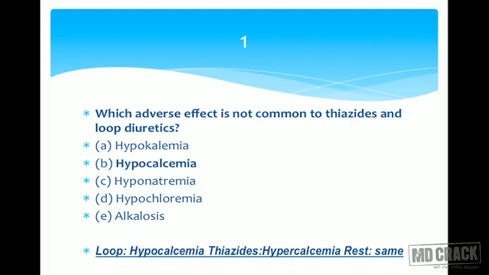Let's go to the answer. Yes, it's hypocalcemia. Loop diuretics produce hypocalcemia and thiazide diuretics produce hypercalcemia. Most of the rest of the adverse effects are similar regarding thiazides and loop, and there will be just a change in the severity of the symptoms.